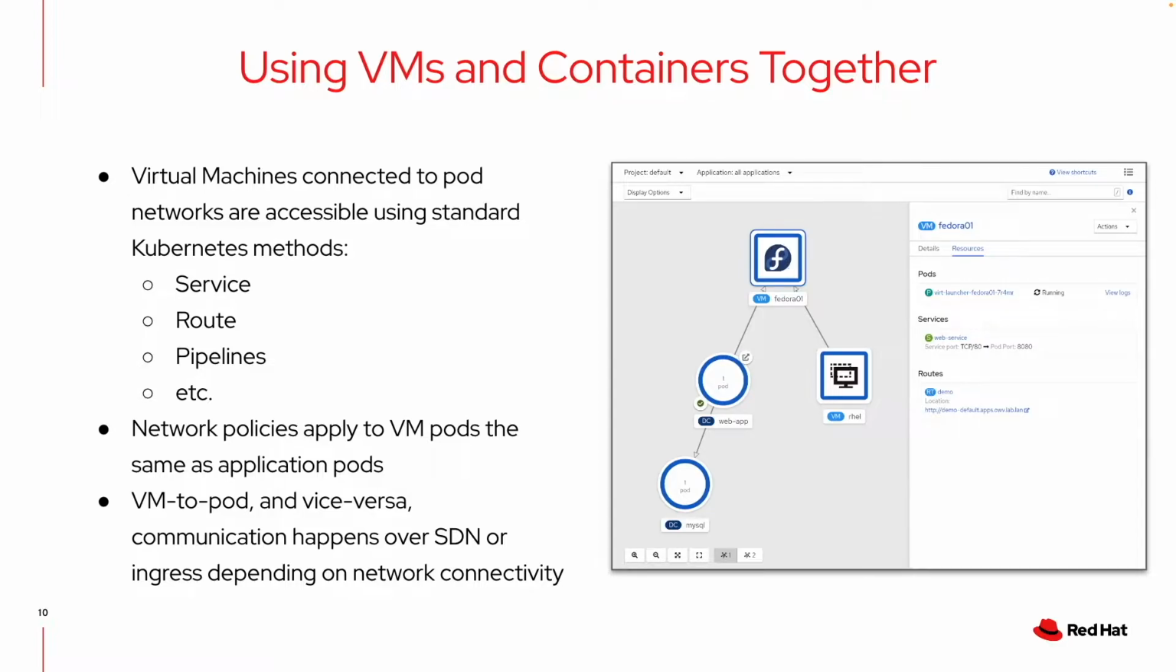Network policies can also be applied to the VM pods, the same as application pods. We can have VM to pod communications and vice versa. Communications happen over SDN or ingress. It all depends on the network connectivity.